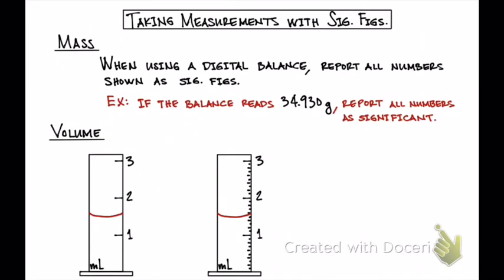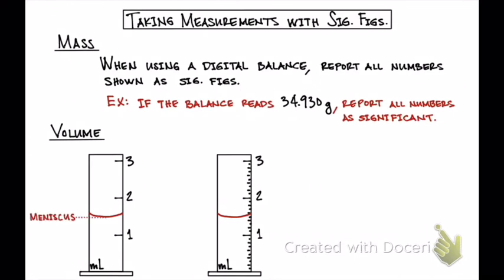So the one on the left only has specific marks like 1, 2, and 3, and the graduated cylinder on the right has subdivisions, right? Little marks. So you have major marks and minor marks here. All right, so how would you read liquid measurements, right? The volume of a liquid.